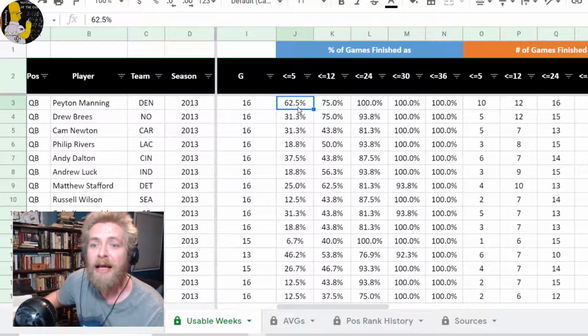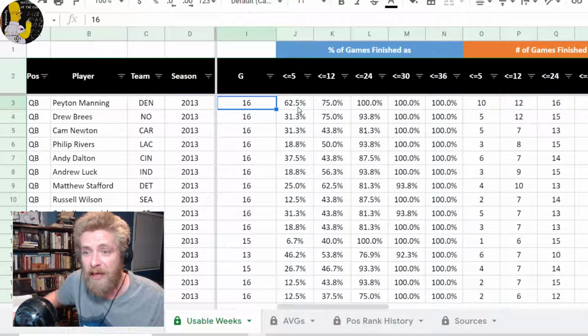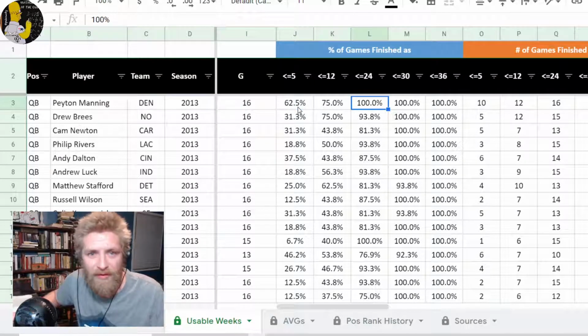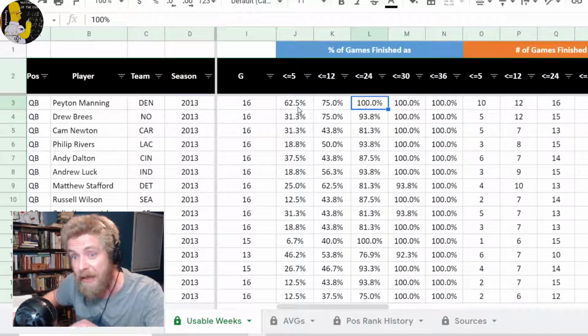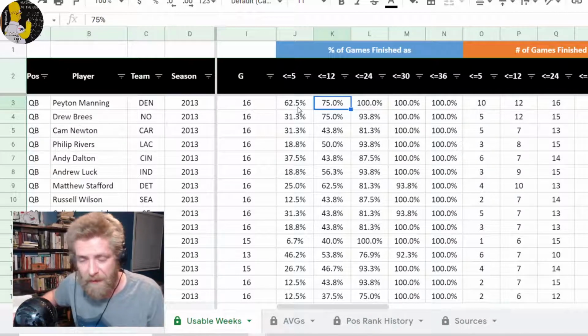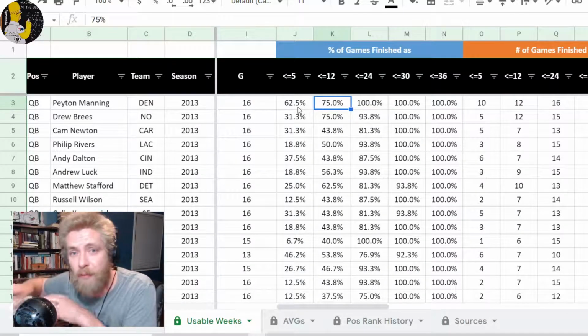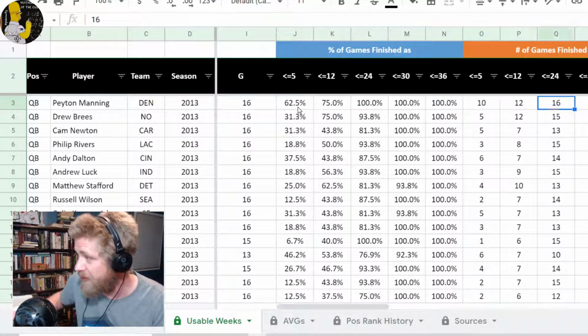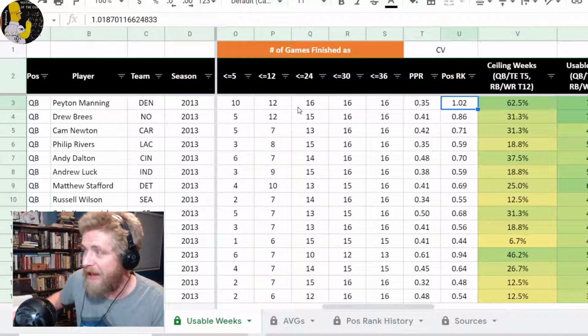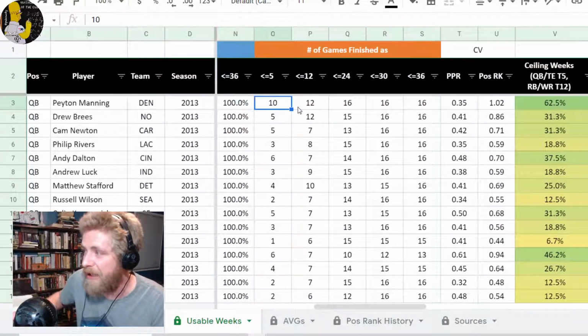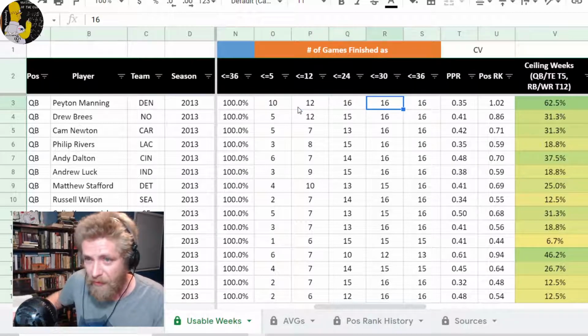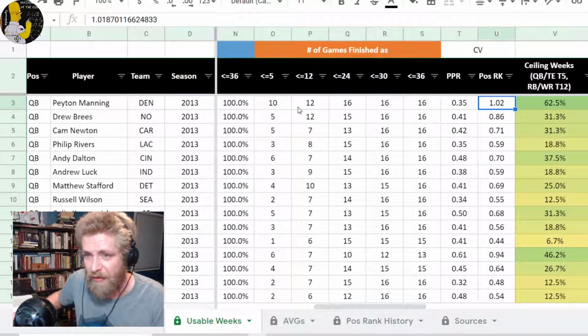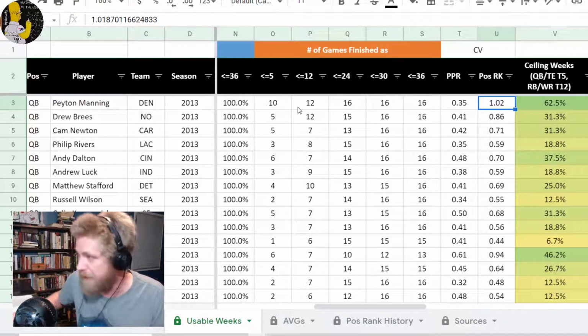That makes sense? So again, if you had only played 4 games and this was at 100%, that's a little different than playing 16 and being in the top 24 100% of the time, or the top 12 75% of the time. But anyway, those are the individual players' percentages inside those thresholds. And I also did a count. So how many games did that account for? He was in the top 5, 10 games, 12 games, and so on. So how many games finished inside those thresholds, as might be intuitive.